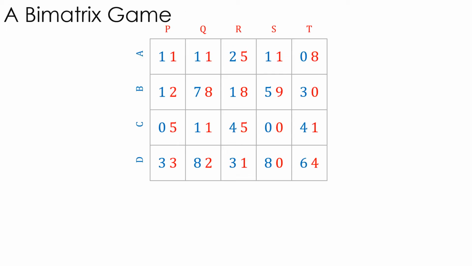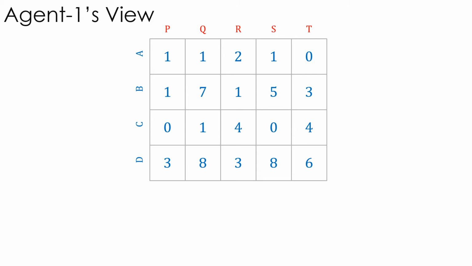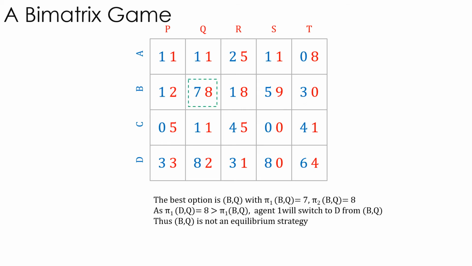Here is a generic bimatrix game with two different sets of actions. Agent 1's actions are A, B, C, D, and Agent 2's actions are P, Q, R, S, and T. Now, Agent 1 looks only at its own payoffs. It has no knowledge of Agent 2's payoffs. And this is Agent 2's view. Agent 2 likewise has no knowledge of Agent 1's payoff. It only chooses to maximize its own payoff.